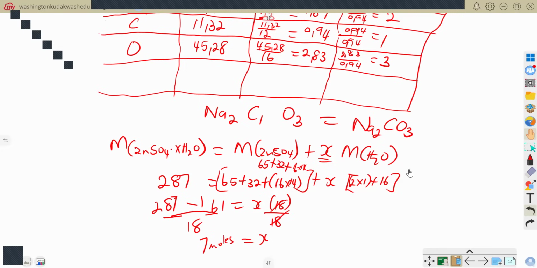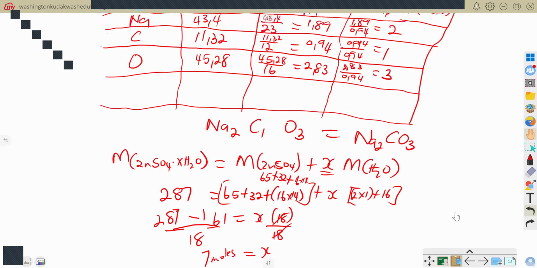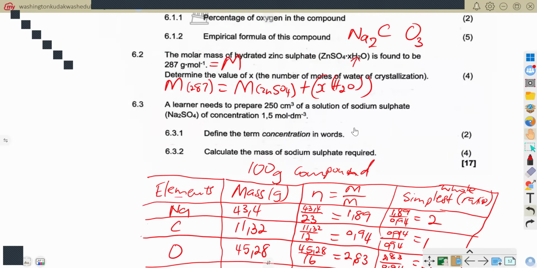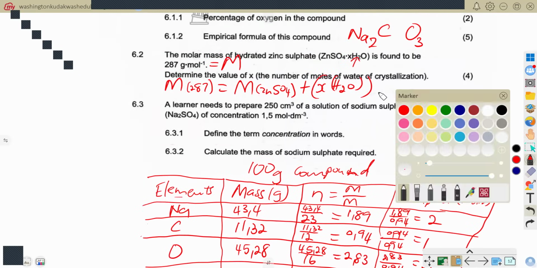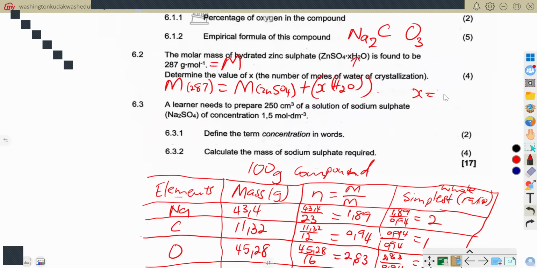So our X is equal to what? 7 moles. By doing this that we have done here, we can agree that this gave us X being equal to 7 moles. So the X they were looking for was 7 moles. We just find the molar mass here, which is 161, and here, which is 18. So if I subtract 161 from 287 and then divide by 18, it will give me 7 moles.